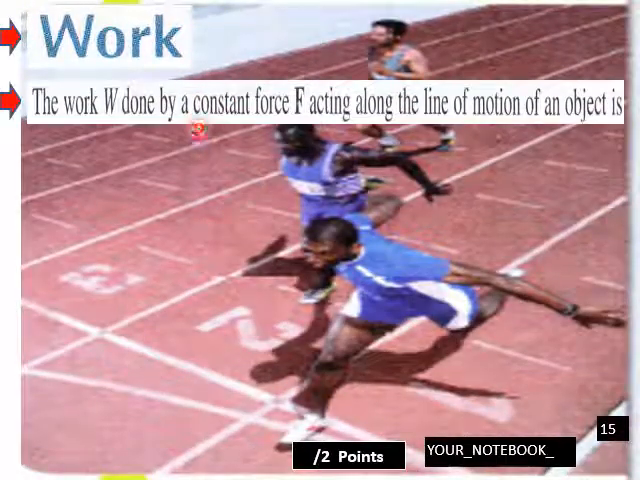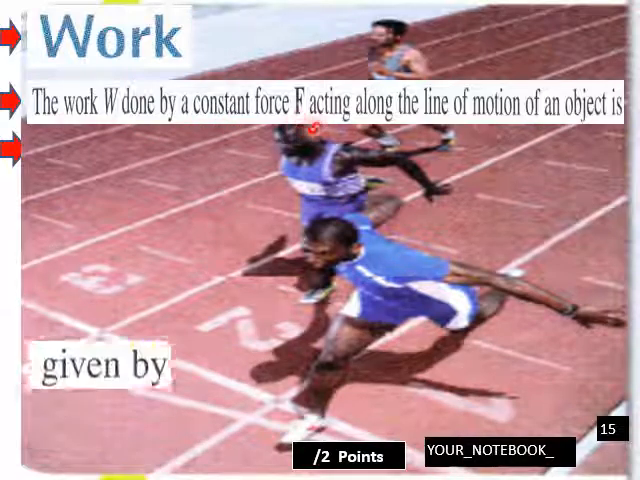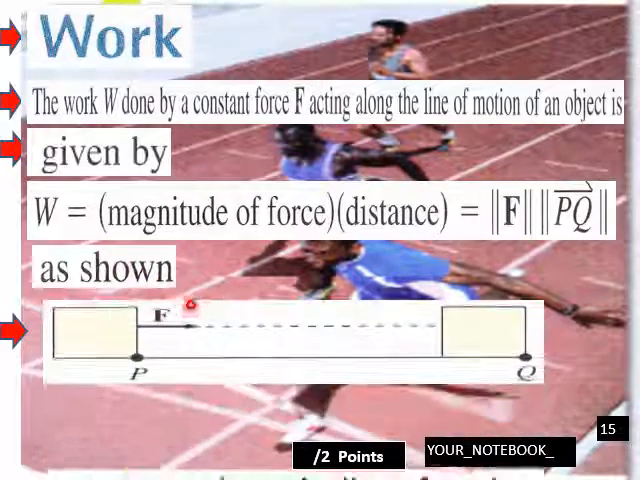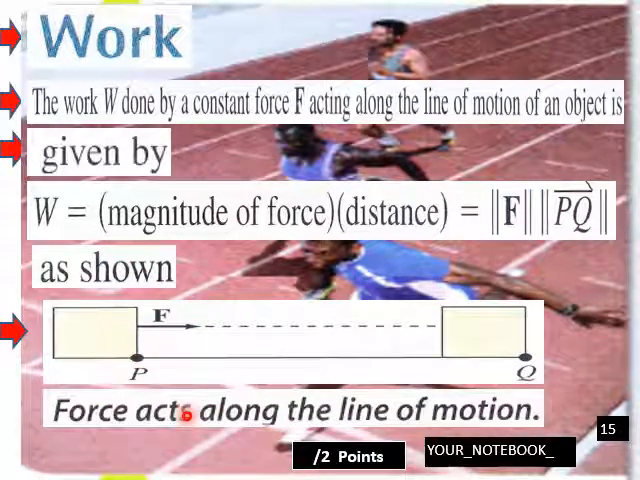Okay, work. The work W done by a constant force F acting along the line of motion of an object is given by W equals the magnitude of force times distance. Here the magnitude of force times distance will be symbolized by PQ within double absolute value bars as shown. Force acts along the line of motion. Here is our line of motion, and this would be a diagram of this W.